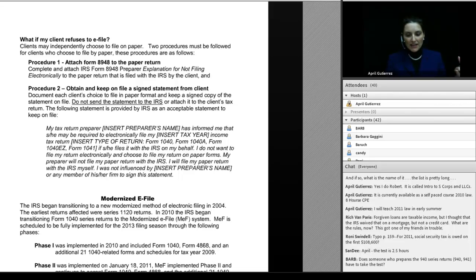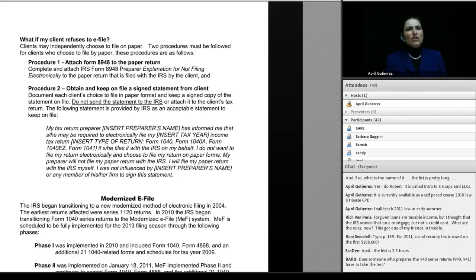And the piece of paper needs to say, my tax return preparer named blank has informed me that she or he may be required to electronically file my 2011 income tax return. If he or she files it with the IRS on my behalf, I do not want to file my tax return electronically and choose to file my return on paper forms. My preparer will not file my paper return with the IRS. I will mail it myself. This is page 173 of the manual.